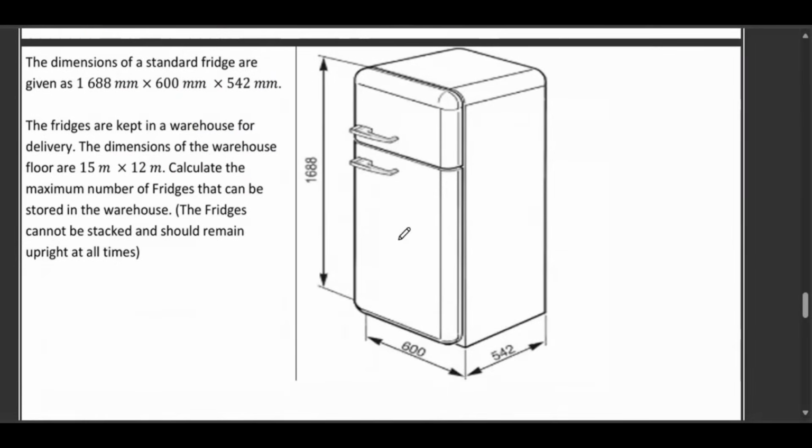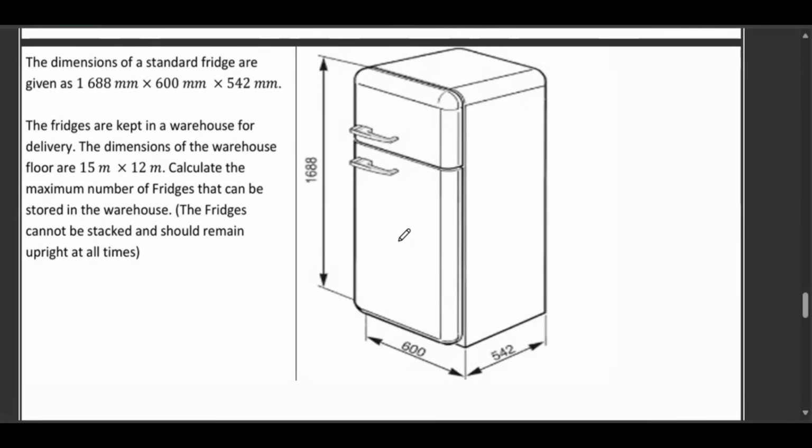We have another question here. These are refrigerators. The dimensions of a standard fridge are 1,688 millimeters by 600 millimeters by 542 millimeters. The fridges are kept in a warehouse for delivery. The dimensions of the warehouse floor are 15 meters by 12 meters. Calculate the maximum number of fridges that can be stored in the warehouse. Remember, the fridges cannot be stacked and should remain upright at all times.